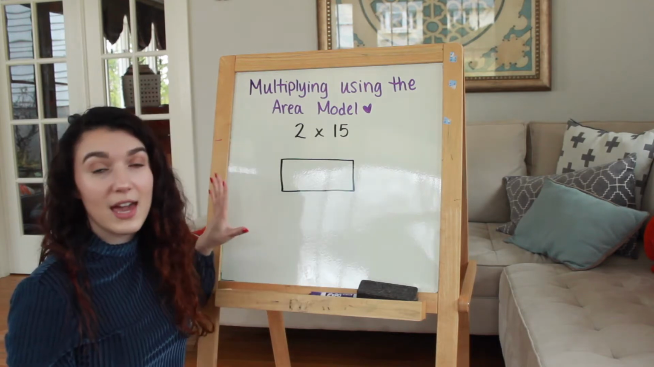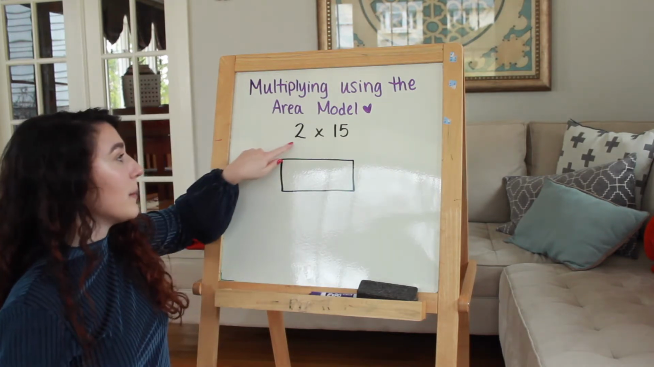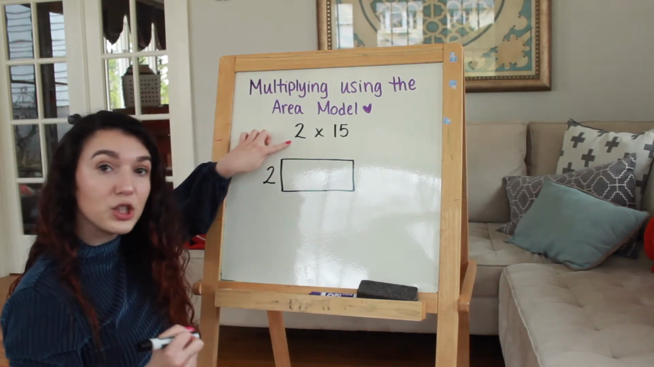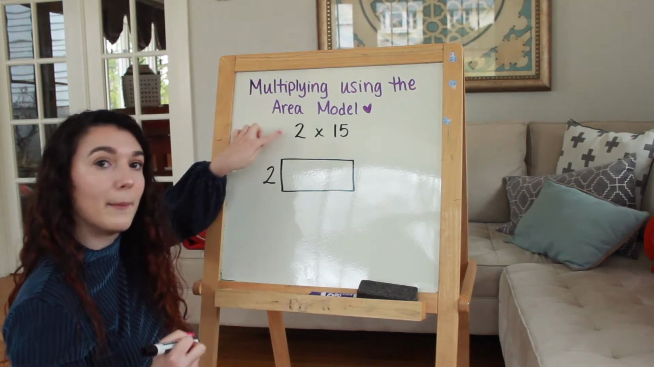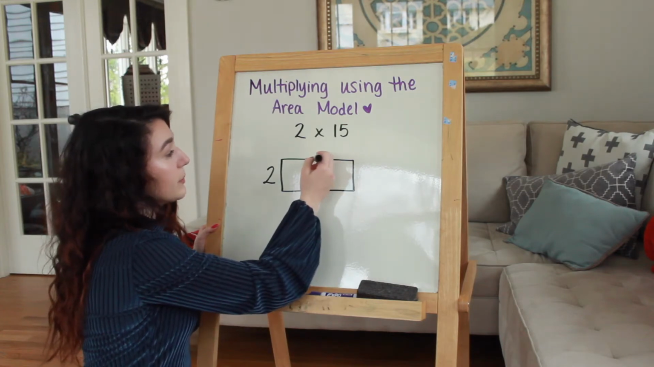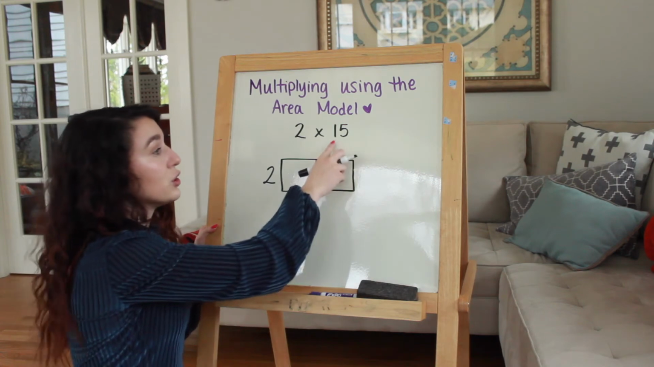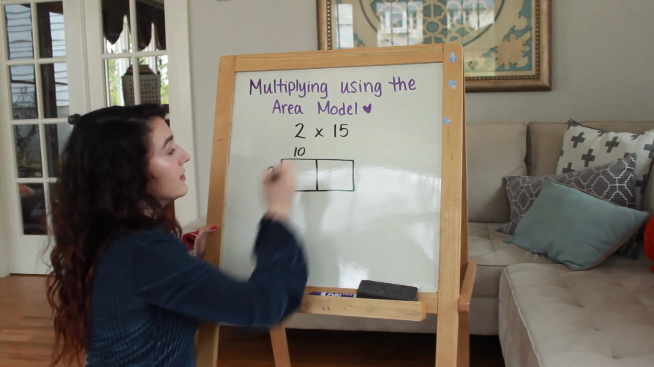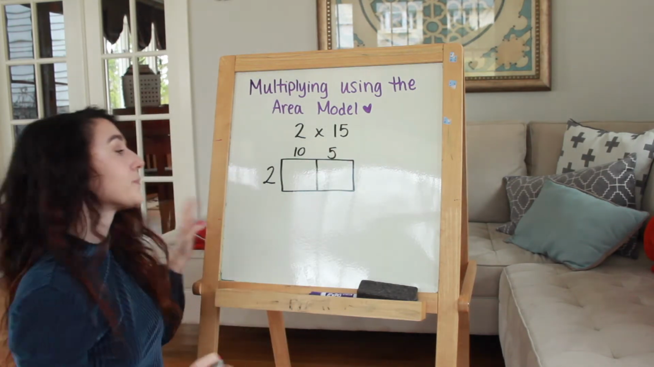So we're starting with a rectangle. What I'm going to do on this side of the rectangle is put my number 2. I know that I'm going to put just my number 2 here because there aren't any 10s in this number. There's just a 1's value. Now I'm going to split up my rectangle into 2 pieces because I have 2 place values in the number 15. I have my 10s and I have my 1's.